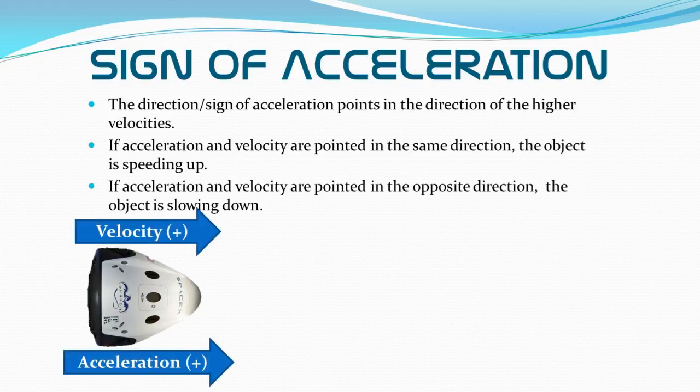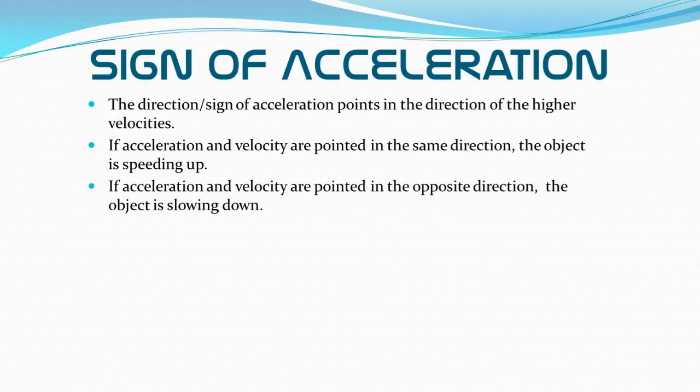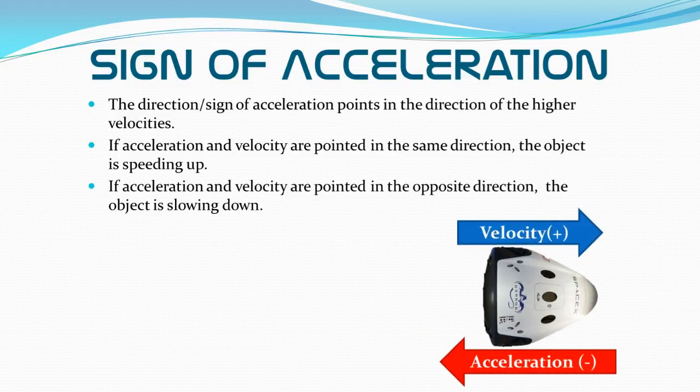In this case, the capsule has positive velocity, which means it's going forward. It has positive acceleration, which means all of its positive or higher velocities are ahead of the path. So it's going to speed up. This capsule slows down because its velocity is moving in a forward direction, but its acceleration is moving in a negative direction, which means that all of its highest velocities are behind it.